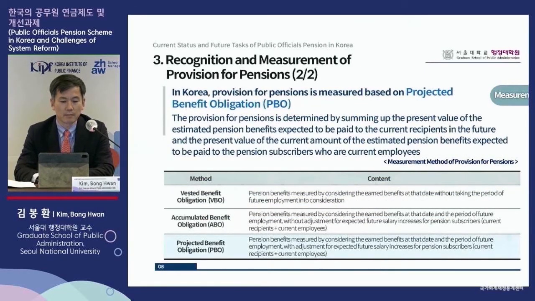And public pension started to recognize this pension obligation using vested benefit obligation, and then changed to accumulated benefit obligation. Now it is based on the projected benefit obligation.